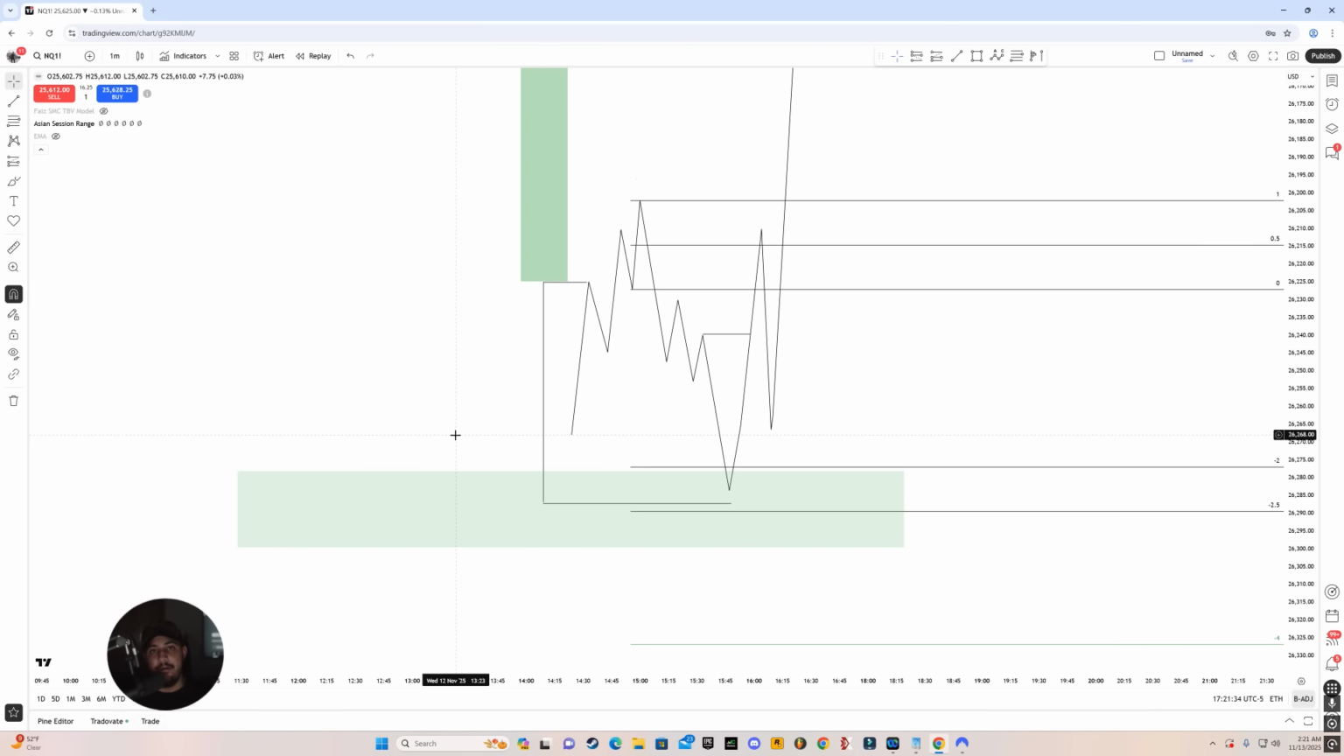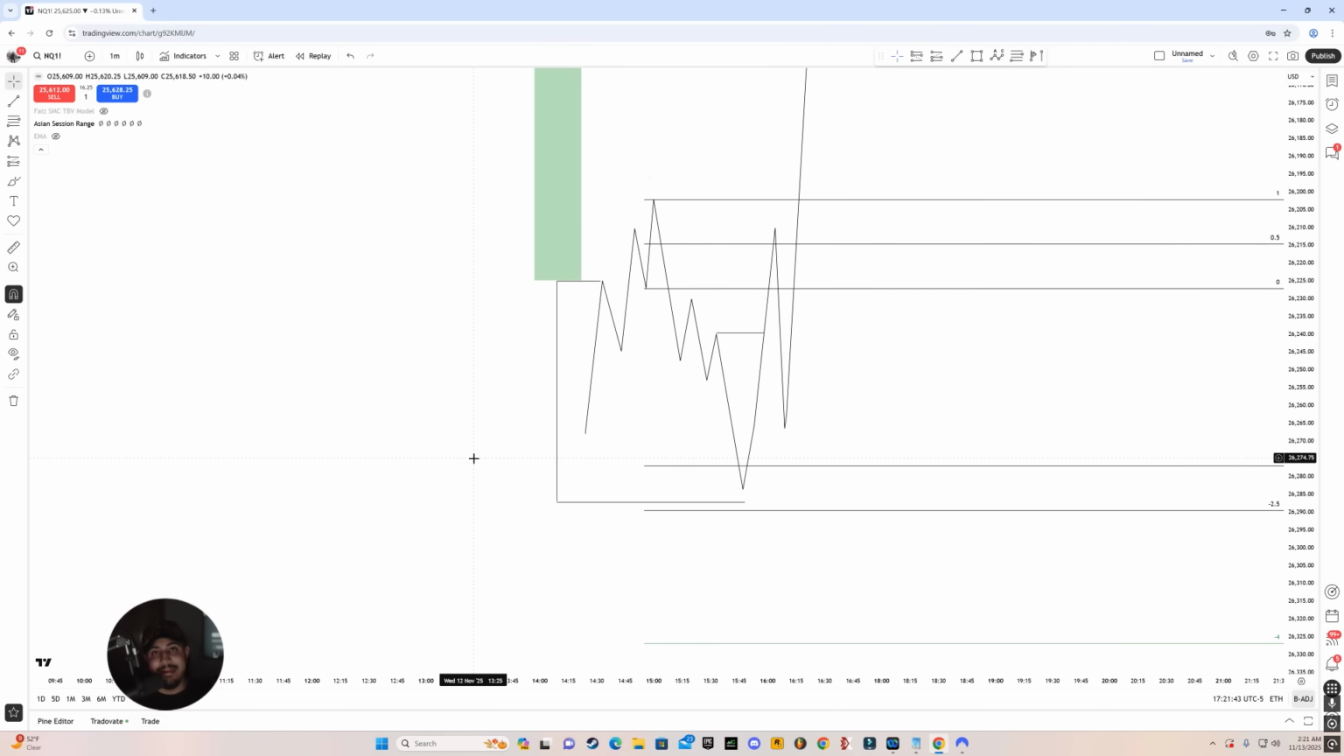Now, a last scenario, and then I'm going to move on to the examples, is what if we don't have a 15-minute or a 5-minute fair value gap? In that case, what you want to do is identify key liquidity levels. So this could be London low, could be Asia low, or a very strong 15-minute low.